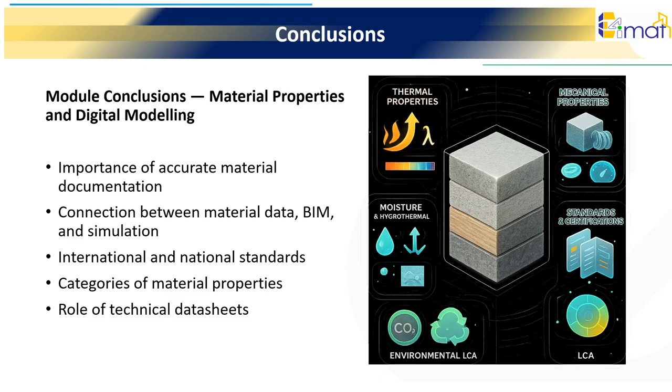Finally, we walked through the different categories of properties required for simulation: thermal, mechanical, moisture-related, environmental, and durability, and how these inform the development of a complete technical datasheet. This datasheet is the foundation for integrating materials into BIM models and for supporting performance evaluation. Together, these elements provide the technical and regulatory background needed to prepare materials for digital workflows and sustainability assessments.